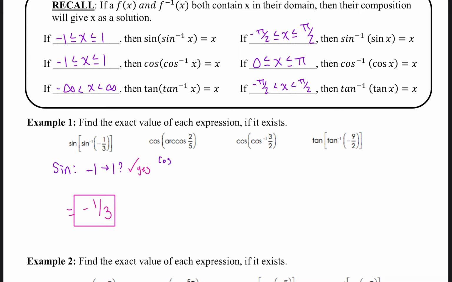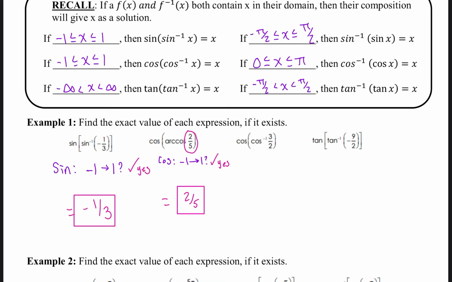We're focused on cosine here. We know cosine is likewise -1 to +1, and we want to ask ourselves, is the number being given between -1 and 1? So our number is 2/5. Is that between -1 and +1? And the answer is, yes, it is. It simplifies to 0.4, right? So since it simplifies to that, our answer is just that number, 2/5. The arc cosine and the cosine are able to cancel each other, and the property applies because it's between -1 and 1.